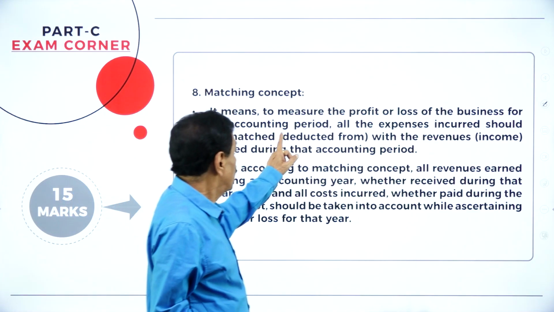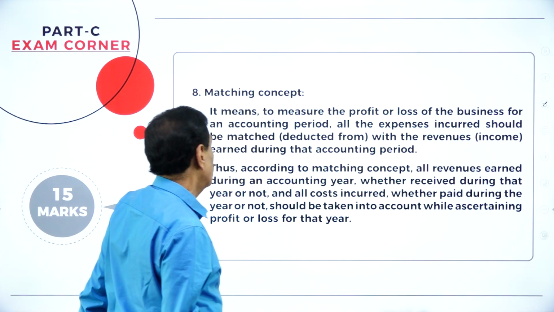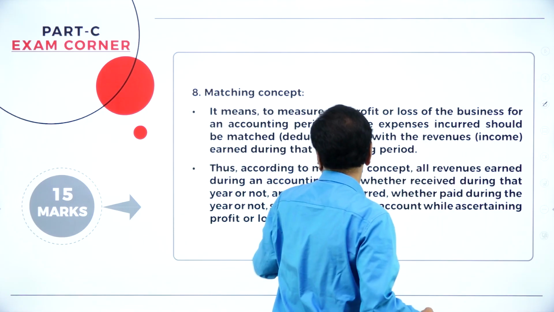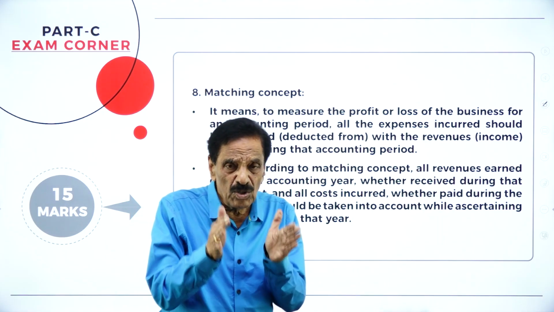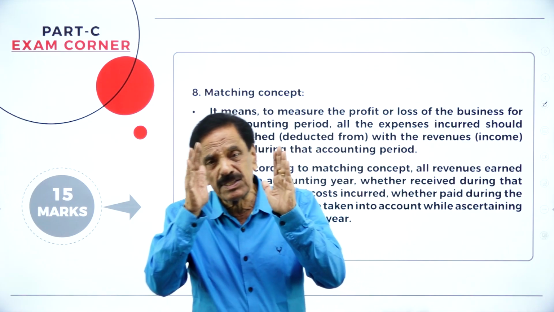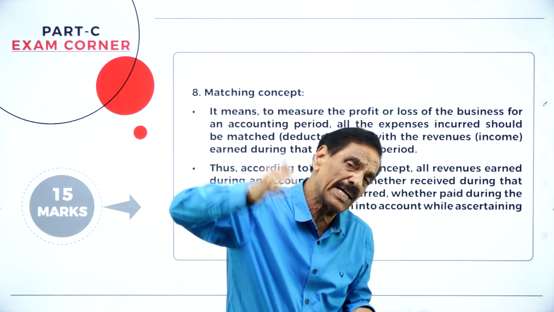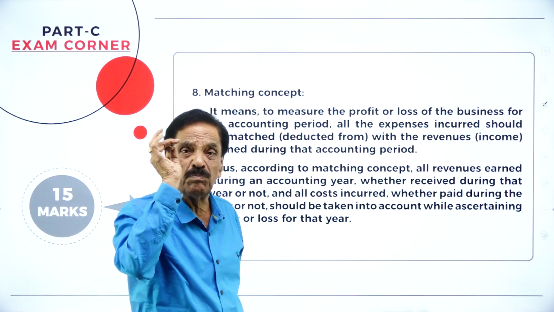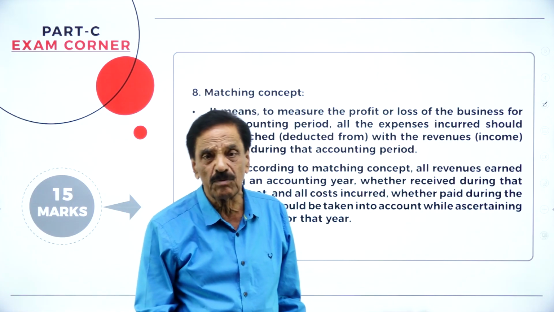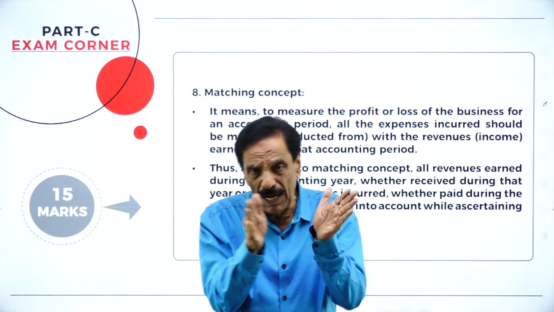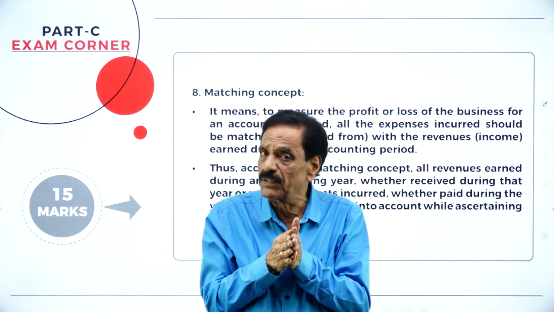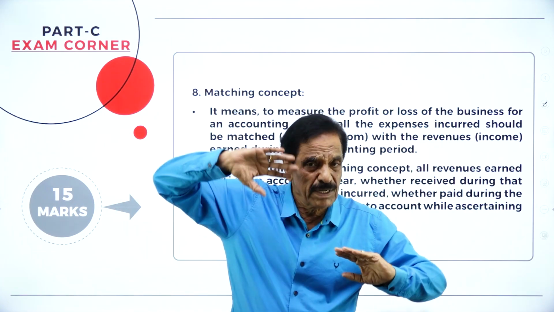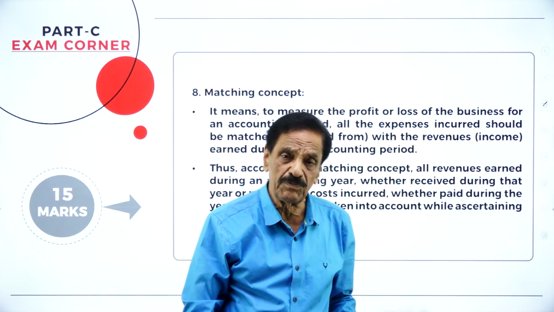Matching concept. It means that to measure the profit or loss of the business for an accounting period, all the expenses incurred should be matched, that is, deducted from the revenue income earned during that accounting year. So we have one income side and one expenditure side. Whatever revenue is received, all the expenditure should be deducted and shown in the profit and loss account. Then the net figure should be shown. All the expenses relating to the business should be deducted. So for income and expenditure, you prepare an account called the profit and loss account. You show the profit on the credit side and all the expenses on the debit side. From the income side, deduct the expenditure, and the net figure should be shown.